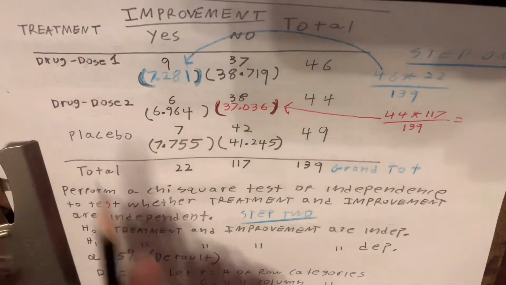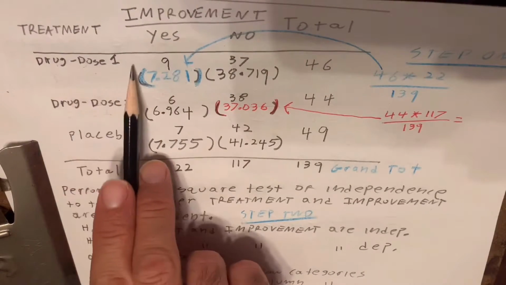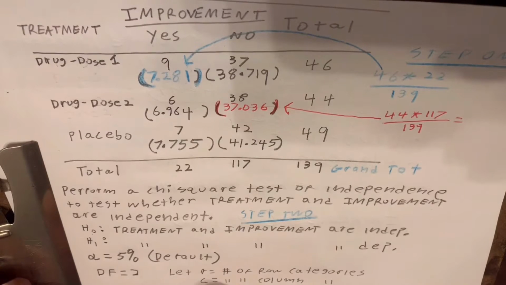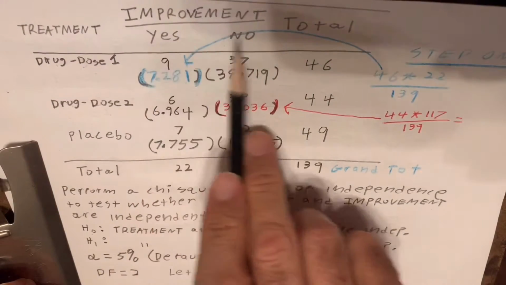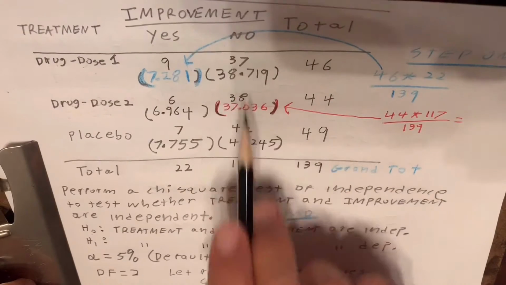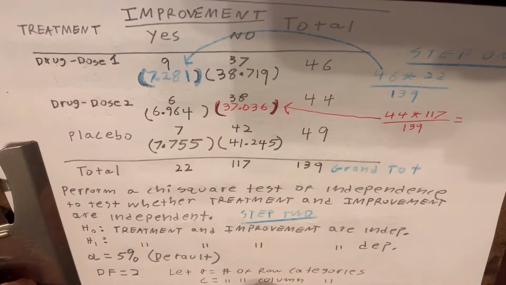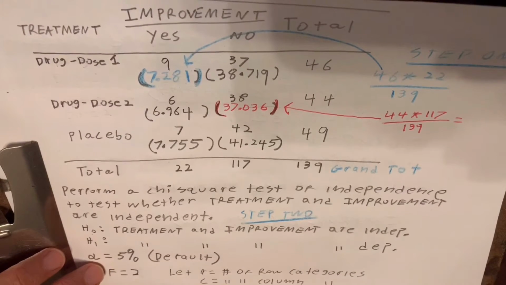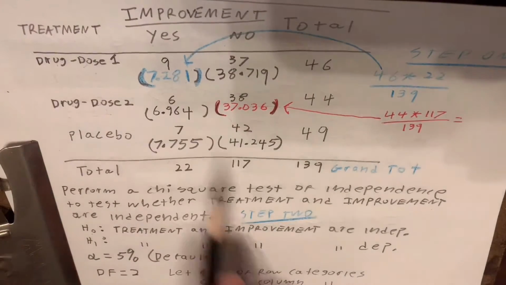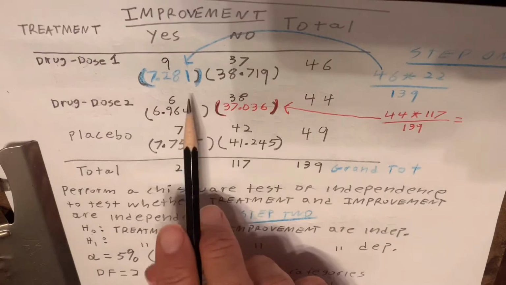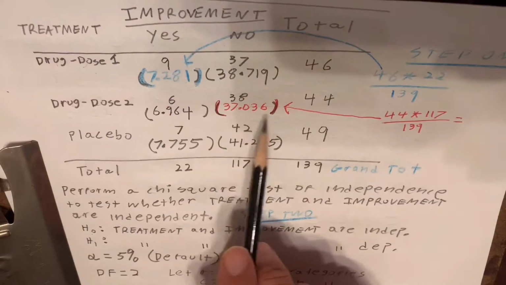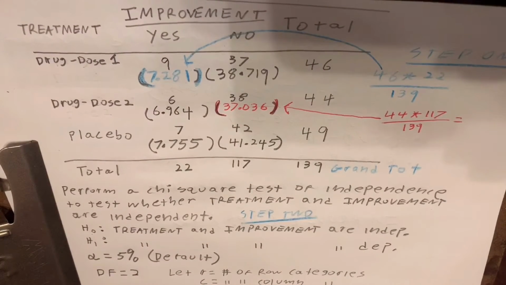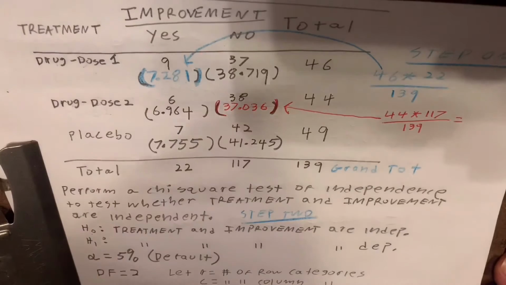So in this case, there are 3 row categories: the drug at dose 1, the drug at dose 2, and the placebo. So in our case, this is equal to 3 minus 1 times, now there are 2 column categories. There's improvement yes, there's improvement no. So that's 2 minus 1. And of course, 3 minus 1 is equal to 2. And 2 minus 1 is equal to 1. So there are 2 degrees of freedom by the formula, just as we saw that there were 2 degrees of freedom simply because you only needed to put in 2 expected frequencies, and you could get the rest by simple subtraction. That's why this formula works the way it does.